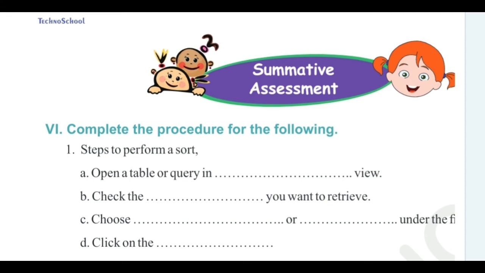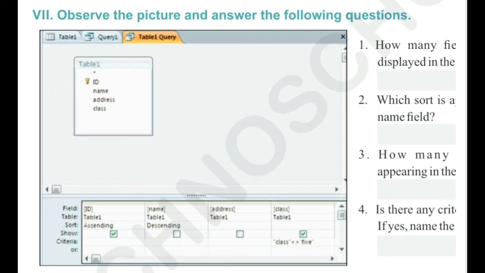Steps to perform a sort. Here they have asked a question about how to sort your data in MS Access queries. To perform a sort, open a table or query in query design view. The answer is available on page number 39. Here they have given table design view. They are creating one table and they are going to sort the data, and they have given the design table query wizard. Okay, so understand and look at the pictures.